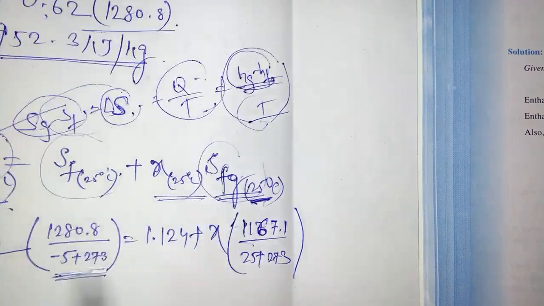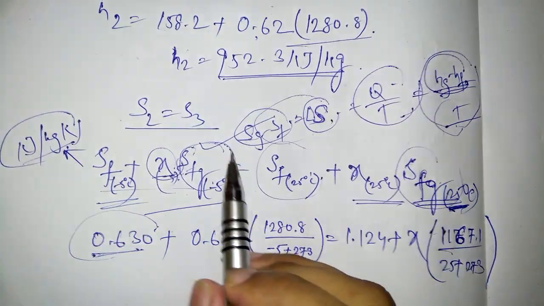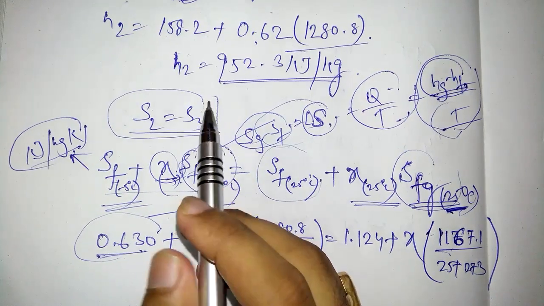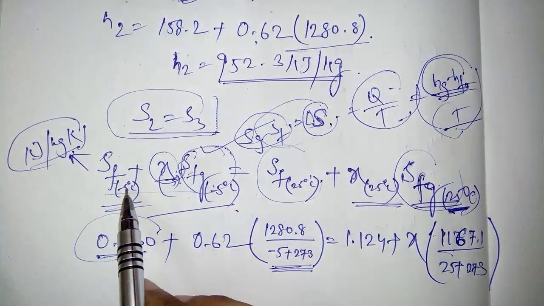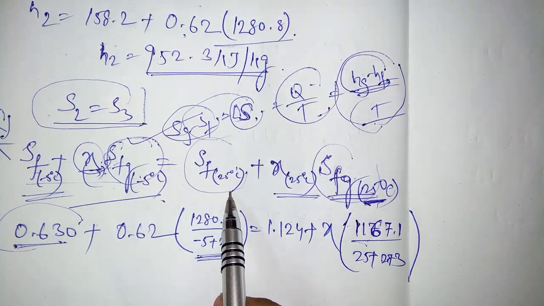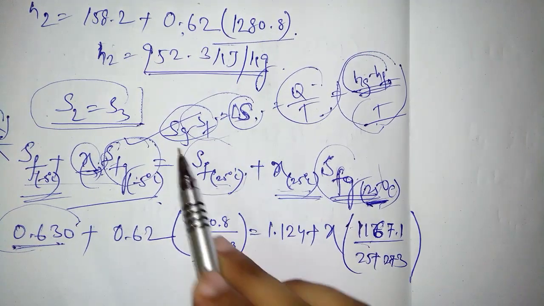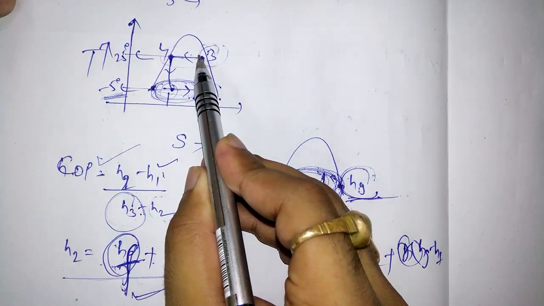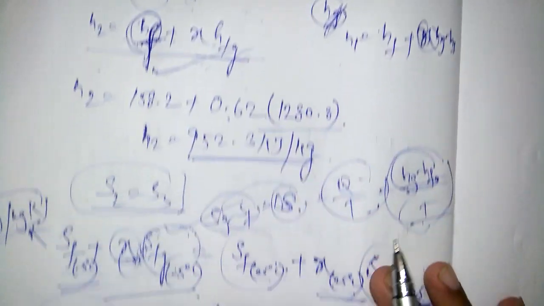Okay, so what I have done over here is very simple. Once you understand, it will become very simple. I have done S2 equals S3, because we know it is isentropic compression. I have put S2 as SF plus X SFG, and S3 also SF plus X SFG. These represent the temperature: S3 is at 25 degrees Celsius, and point 2 is at minus 5 degrees Celsius. Very simple.